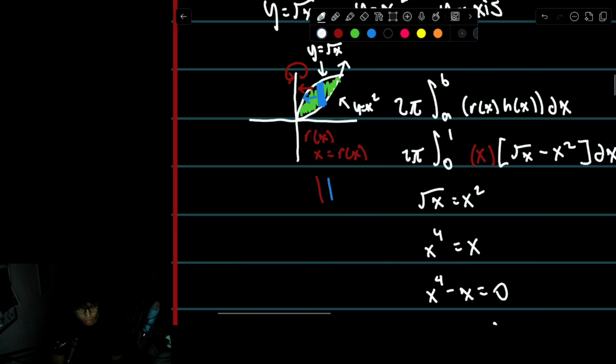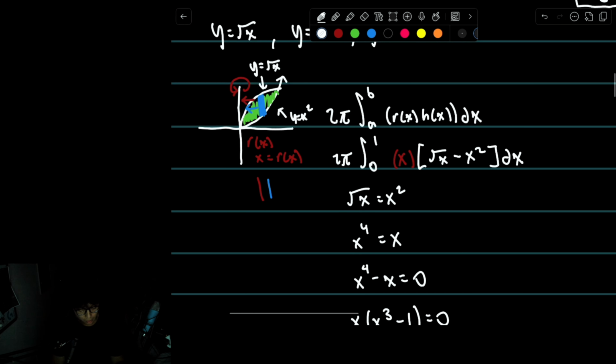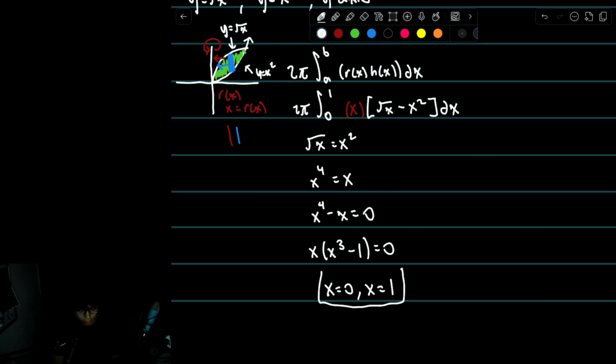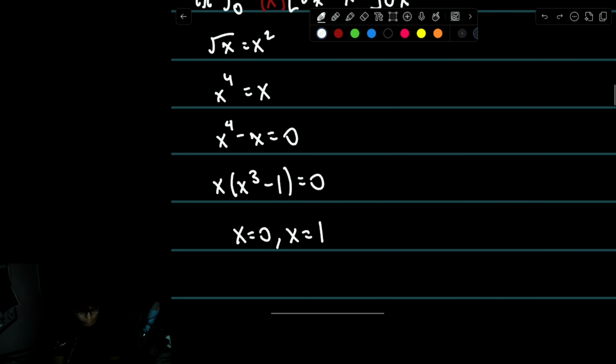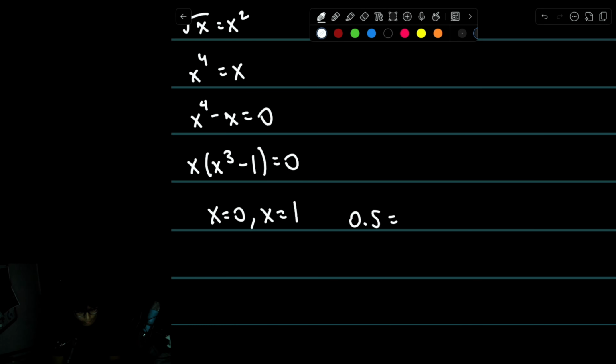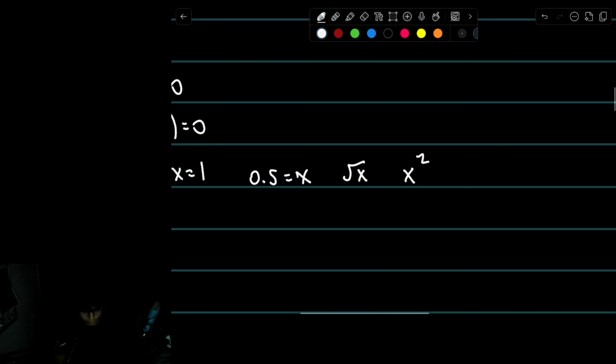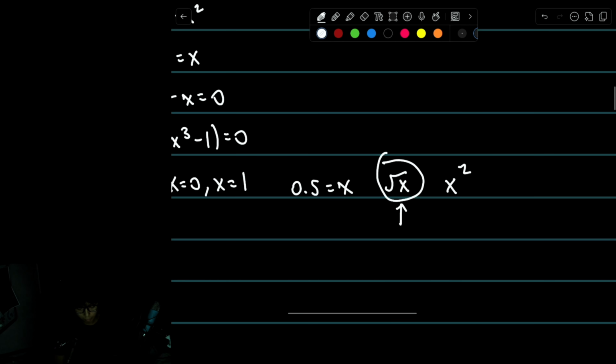Now, one thing to note is if you can never tell between the top and the bottom or the right and left curve, you can always just plug a number between 0 and 1, or whatever your bounds are, which in this case is 0 to 1, into the equation. So for example, let's do 0.5 as our x. We know our equations are the square root of x and x squared, and you'll figure out that this number is going to be bigger. So that will be the one that we put first, and then we'll subtract the x squared.